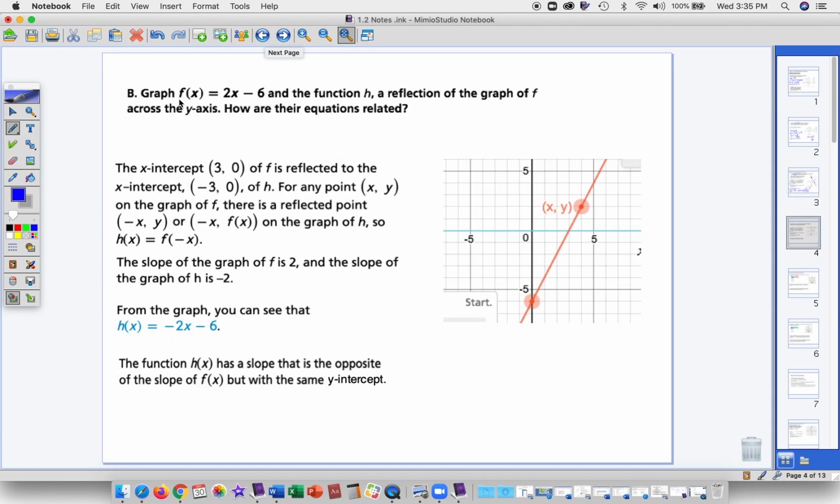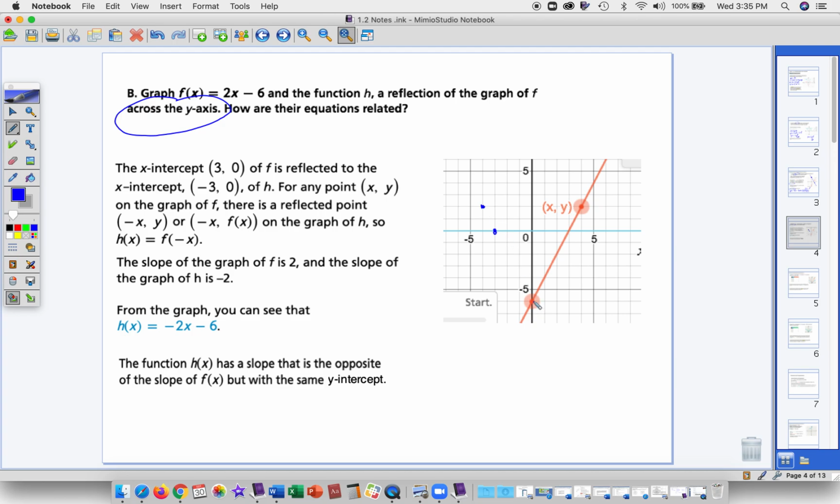Now this time we're going to take the same line and reflect it over the y-axis. If we start with the x-intercept, we have an x-intercept at 3, 0. It's going to reflect across the y-axis to negative 3, 0. And then again, we can choose any point. If I take this point here, x, y, it looks like it's 4 over and 2 up. So now it's going to be 4 in this direction and 2 up.